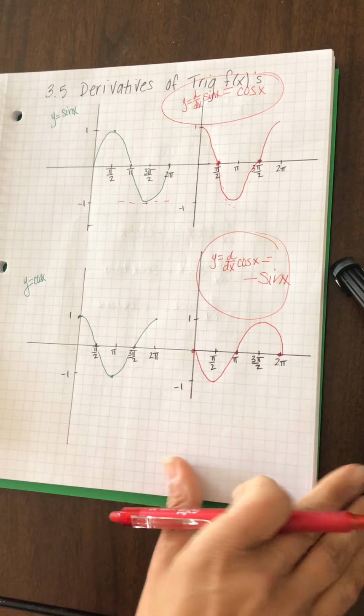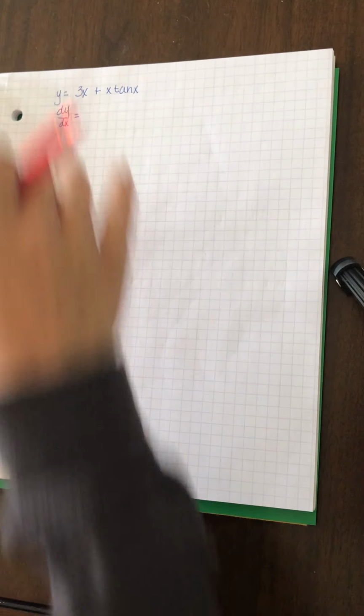Okay, I'm gonna do one proof. Let me adjust this here a little bit so you can see. Let me try and zoom in a little. Okay, so I'm gonna do the proof of the derivative of tangent. Okay, so here we go.